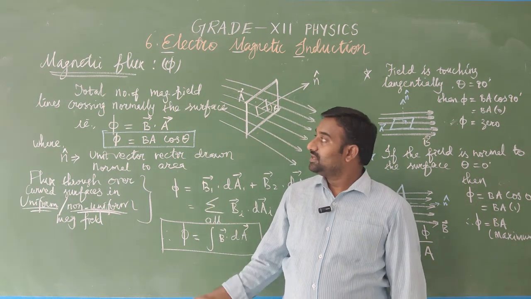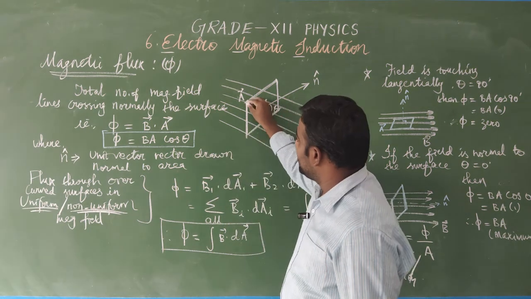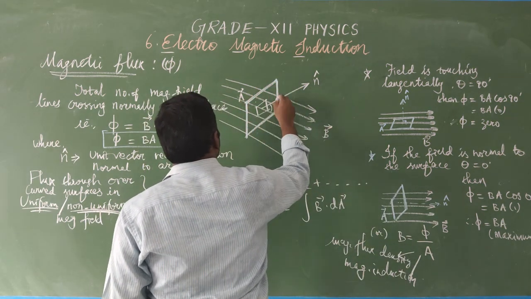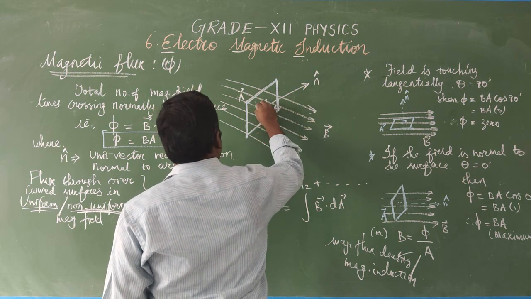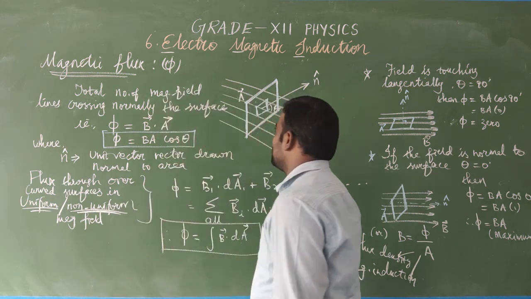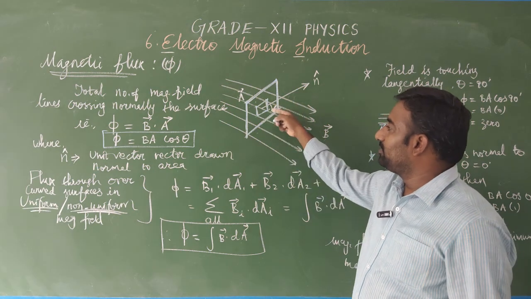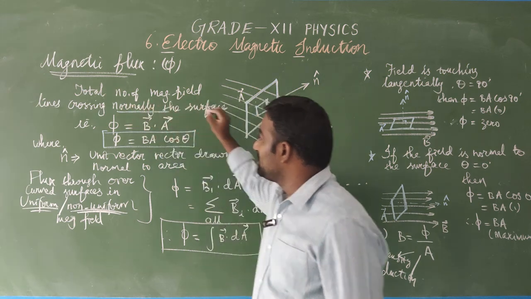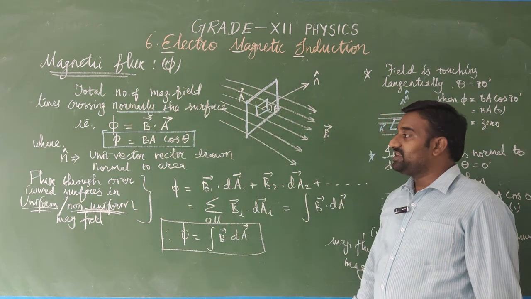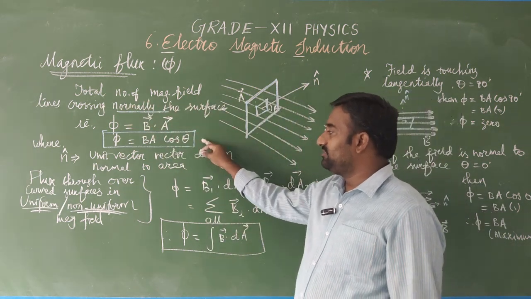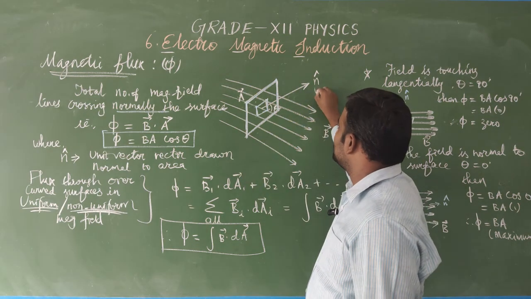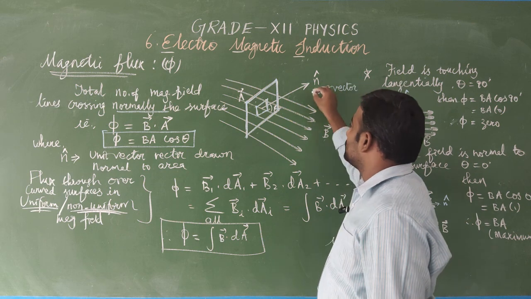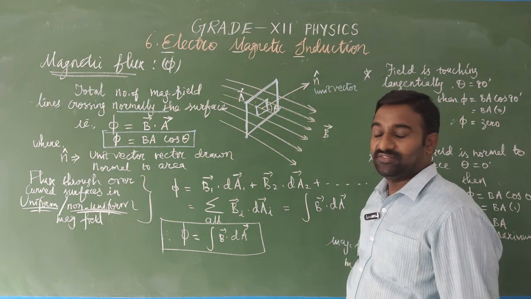And then magnetic flux. What is a magnetic flux? It is nothing but, let us take an area. In this certain area, how many field lines are crossing? The total number of magnetic field lines crossing normally to the surface is called magnetic flux. Okay, and this is the general formula. Here n cap represents the unit vector. So always the unit vector is normal to the surface.